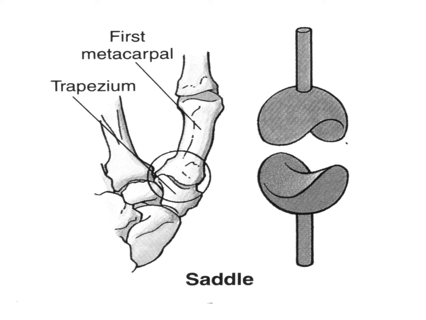Here you can appreciate the concavo-convex surfaces of the two opposing bones. Here, the trapezium and the first metacarpal joint is also a saddle joint.